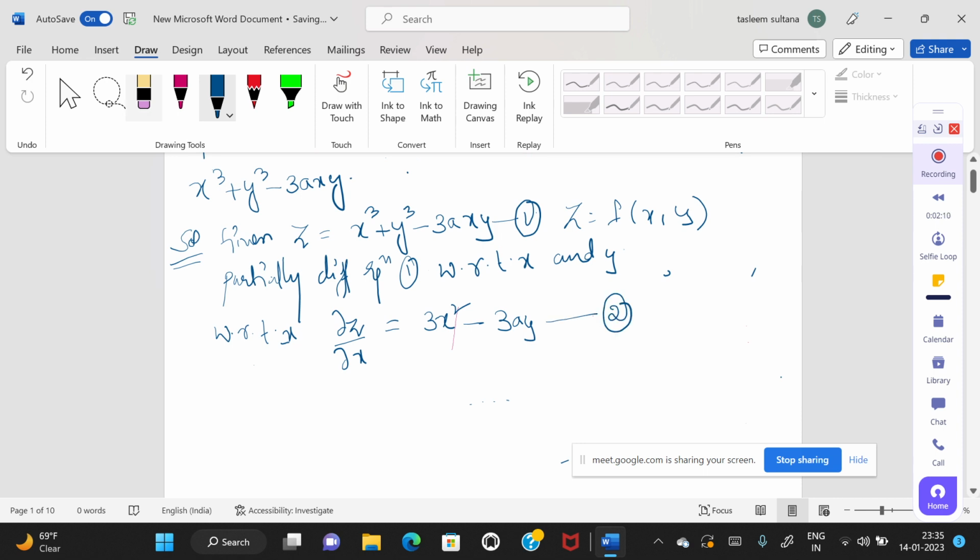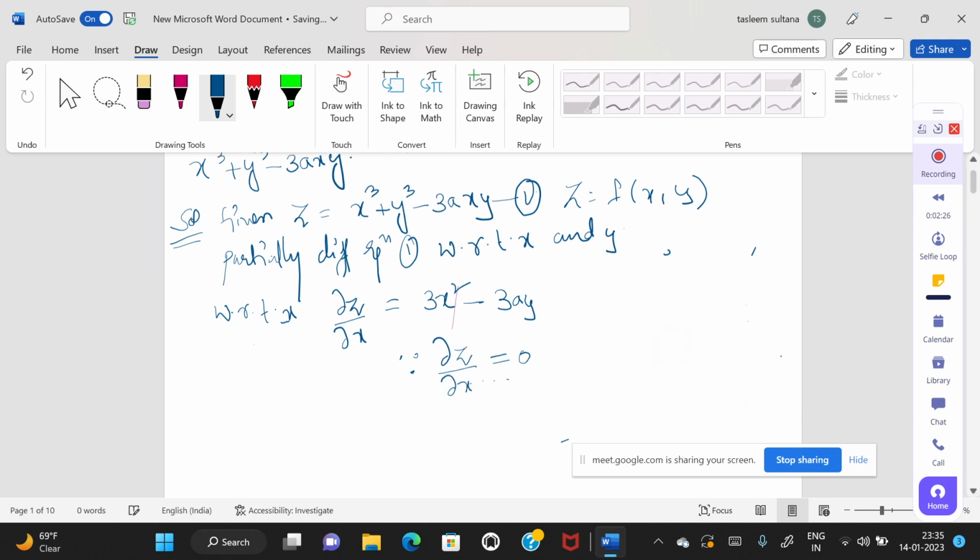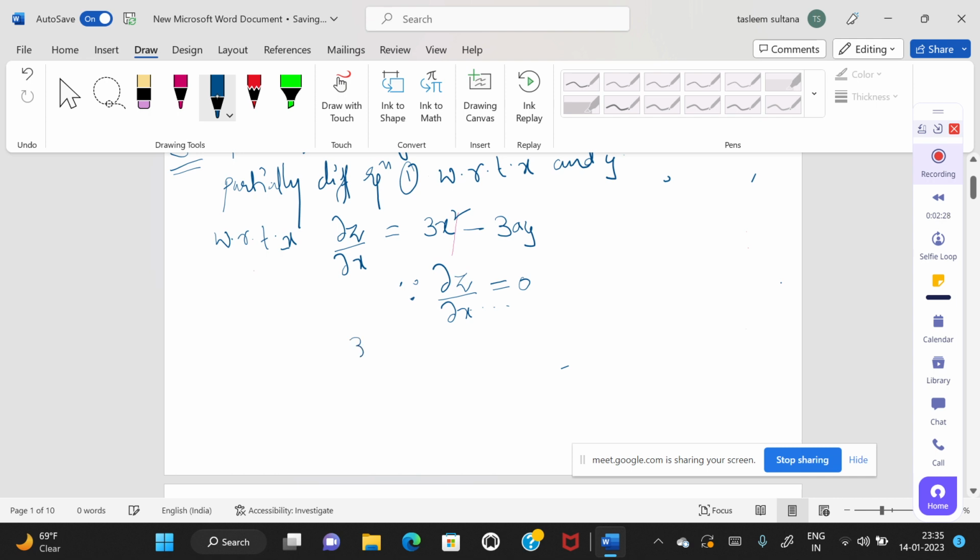Or we will substitute simultaneously instead of making one more step. According to the theory, dou z by dou x has to be equal to 0. That means 3x square minus 3ay is equal to 0. We will mark that as equation number 2.